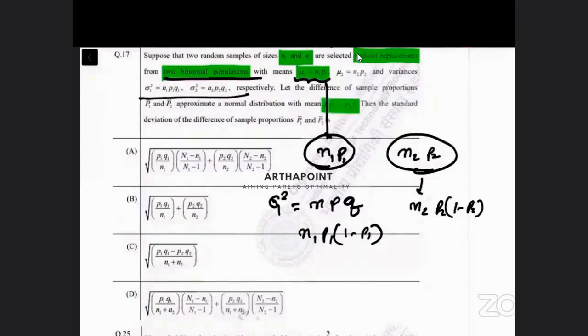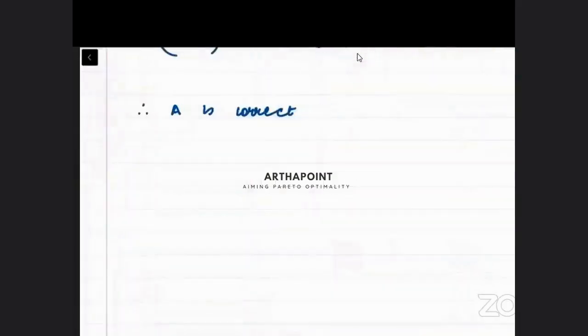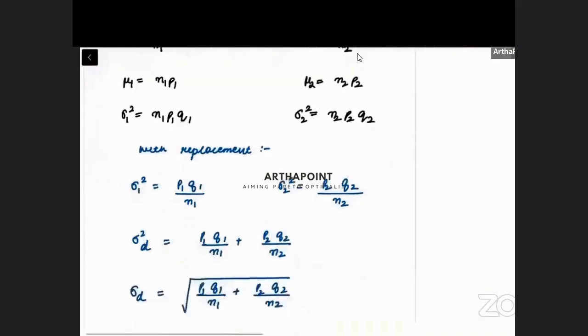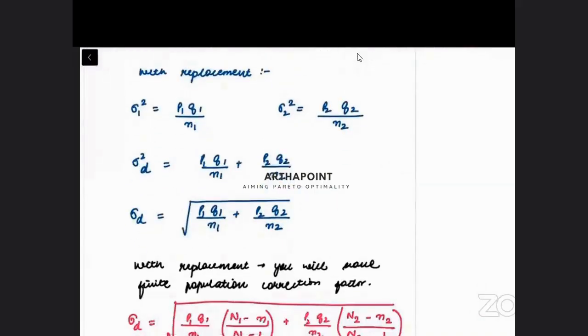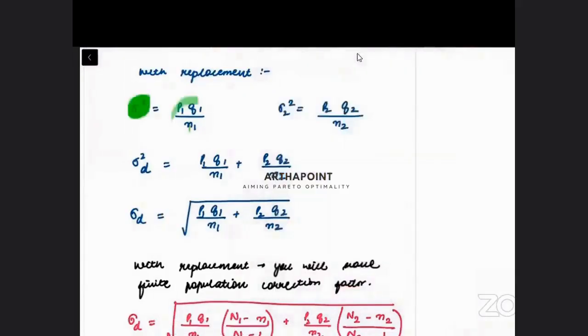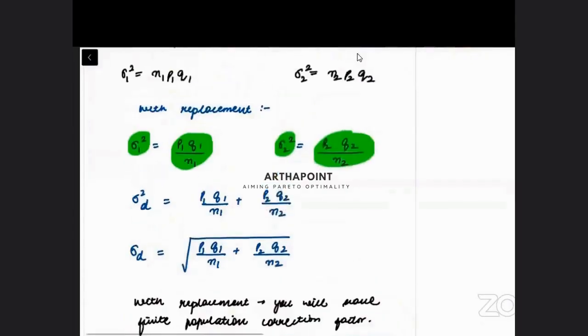You can refer to the notes that I have given you, and we have done this there too. But we have always done it with replacement. So with replacement, the formula of sigma 1 square is P1 Q1 by N1, and sigma 2 square is P2 Q2 by N2. Please do not confuse yourself. We are testing differences in proportions.